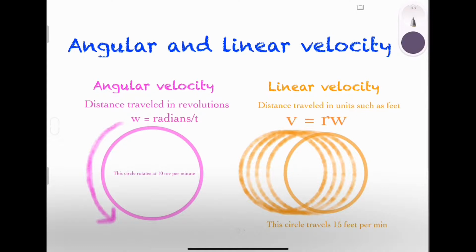Now let's look at linear velocity. Linear velocity deals with the linear distance traveled, in units such as feet, miles, inches, centimeters, or really any other linear distance unit. The equation for linear velocity is v, which equals the linear velocity, is equal to the radius r multiplied by w, which is the angular velocity of the circle.